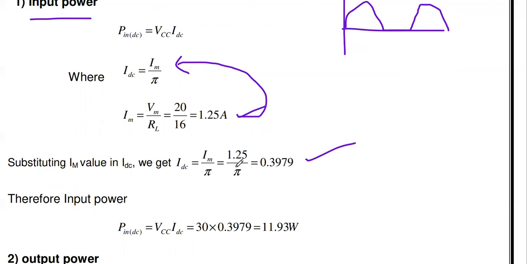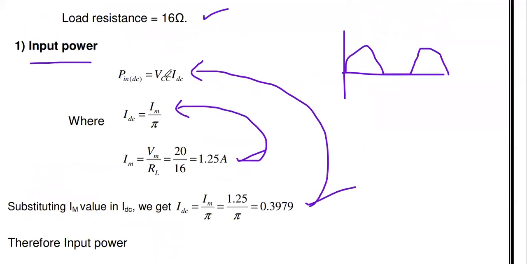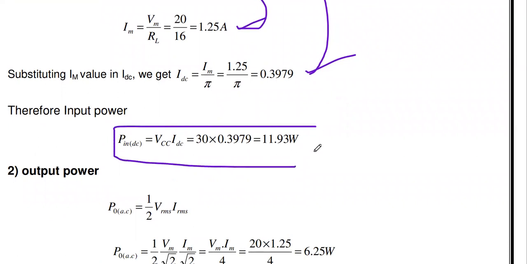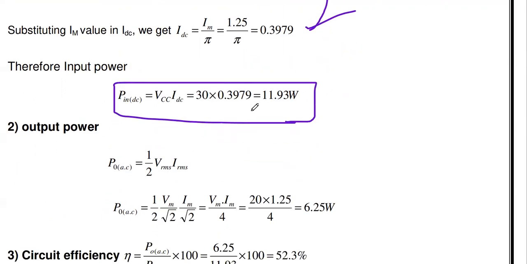Once you have calculated IDC, you substitute it in the input power formula. The input DC power is the multiplication of VCC into IDC. So VCC is 30 volt and IDC is 0.3979. If you multiply, you get the answer 11.93 watts. This is the input power. So the first data is calculated. Similarly, the second question is how to find the output power. Output power means the AC output power delivered to the load.